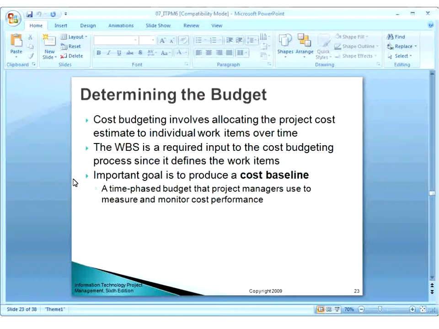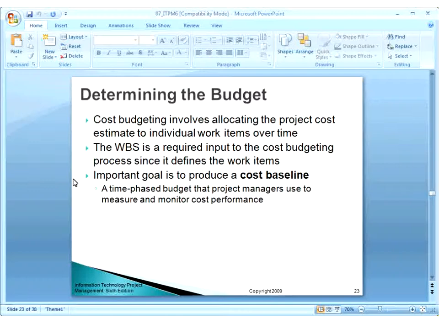Now, the second process is determining the budget. Cost budgeting involves allocating the project cost estimates to individual work items over time. So now you have an aggregate cost, and you have to allocate that cost to individual work items. The WBS is a required input to the cost budgeting process since it defines the work items. So you are given a WBS and a total cost, and now you have to allocate cost to each of the individual work items. The important goal of budgeting is to define the cost baseline, a time-phased budget that project managers use to measure and monitor cost performance.